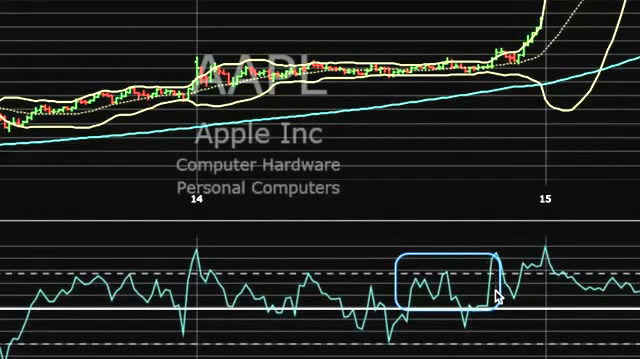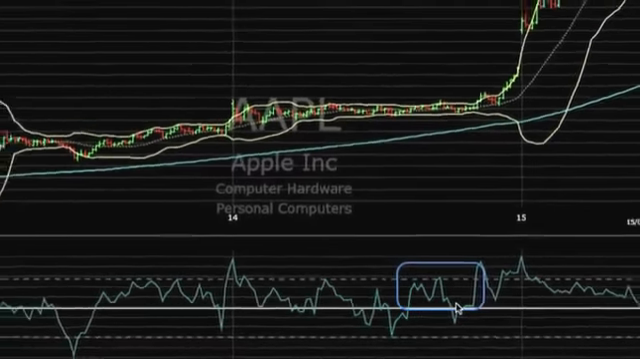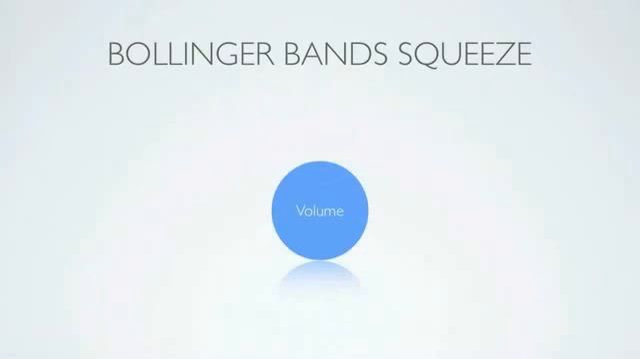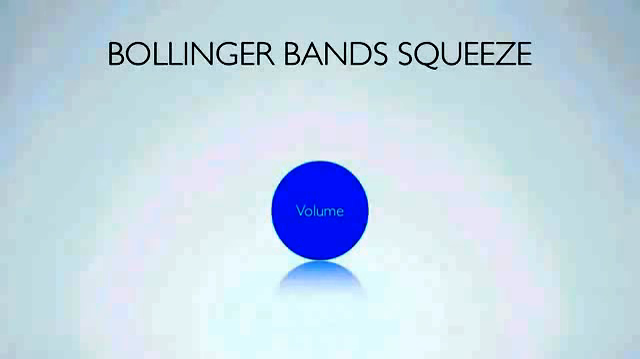So when prices are above here, it's showing bullishness. Why? Because prices are closer to the upper band. That's momentum to the upside. The last component in this trading strategy is the volume. The volume, we want to see a volume increase on the breakout or the breakdown.